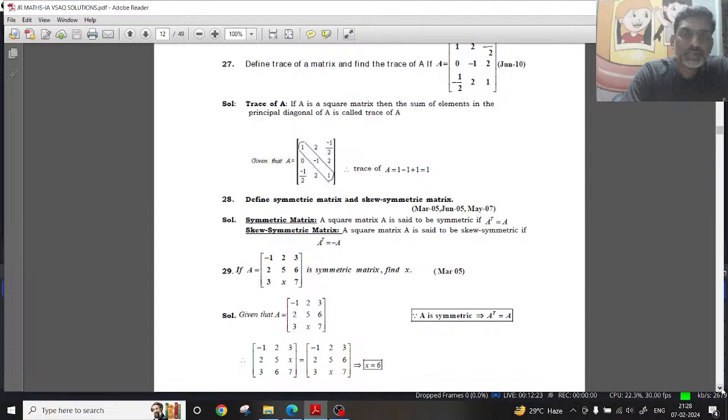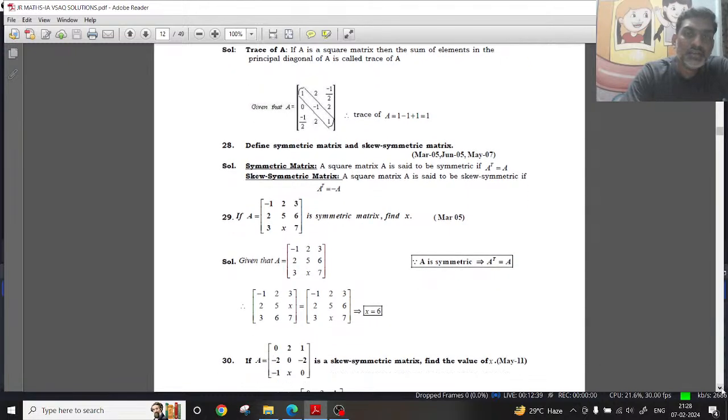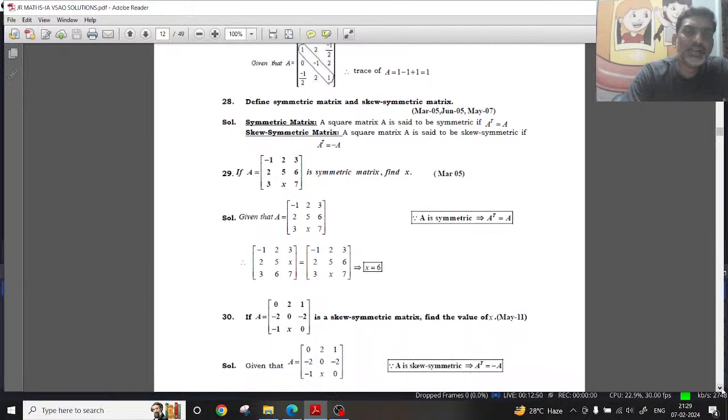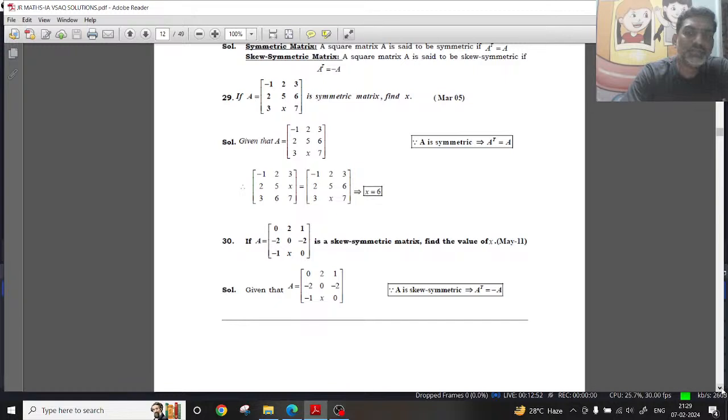Define symmetric and skew symmetric matrices. We already know what is symmetric and what is skew symmetric. If the transpose of a matrix equals the given matrix, we can call it symmetric. If the transpose of a given matrix is equal to the negative of the given matrix, that is a skew symmetric matrix. Right? All the definitions are important for the exam. Next, question number 29. It is symmetric, so we have to find X. Apply the symmetric matrix definition: A transpose equals A.